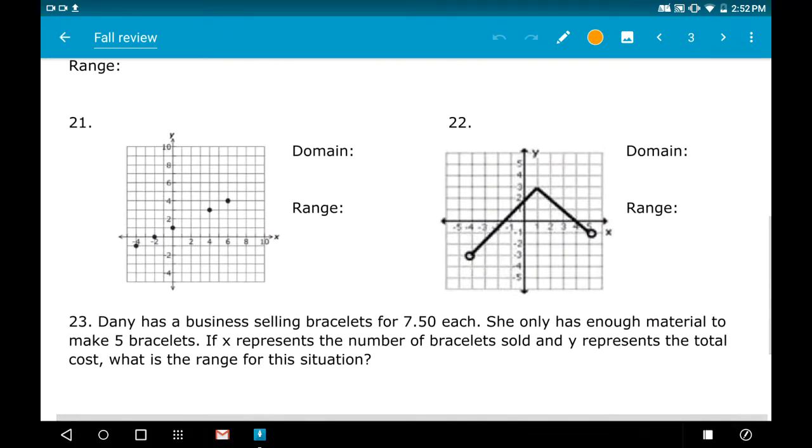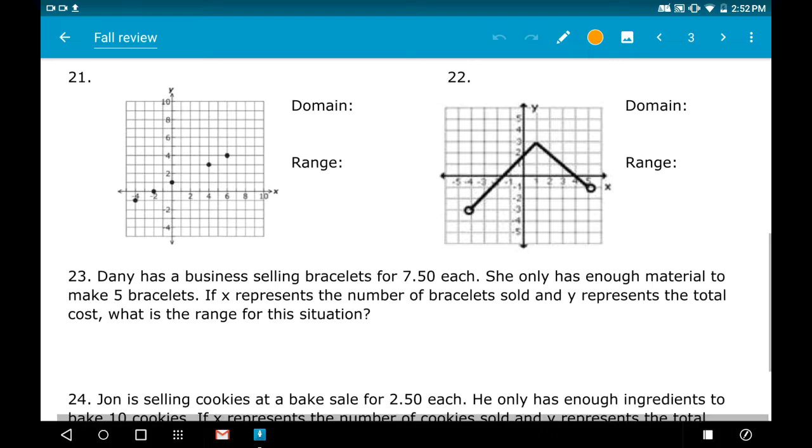So these two problems want you to write the domain and range of these graphs. So with 21, notice this is a discrete function. So with discrete functions, what we have to do is just list all of the x values it hits for domain. So here my domain is going to be x equals, and we're just going to make a list. So if we look right here and draw a line up, this first x value is a -4.